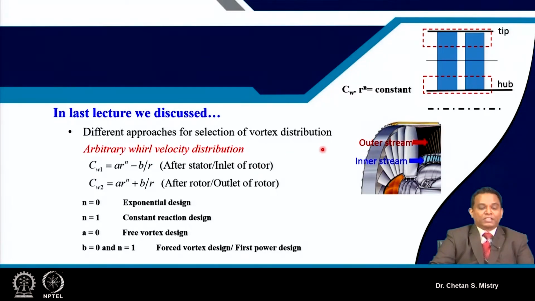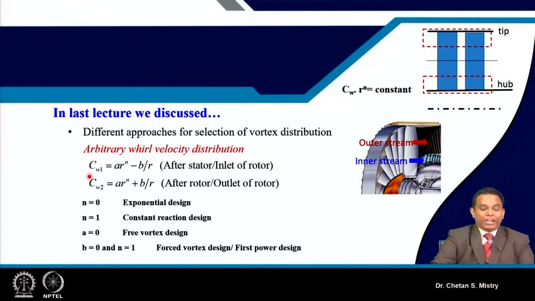Then we started discussing different approaches for vortex selection. In the recent approach, we assumed that the total enthalpy remains constant along the span. That is, H0 does not vary from hub to shroud, or the work input remains constant. And we consider an arbitrary whirl velocity component distribution.